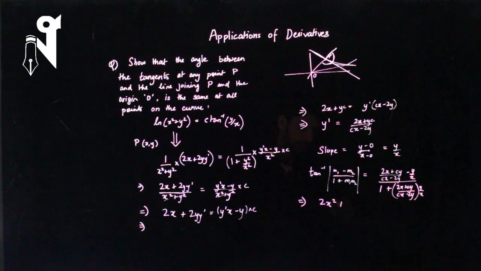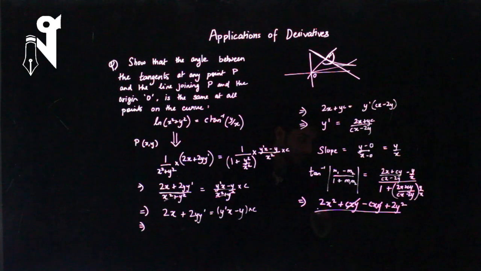Taking LCM, the numerator is 2x square plus cxy minus cxy plus 2y square. Then my denominator will cancel. The denominators of both the numerator and the denominator, meaning this part, (cx minus 2y) and x, are the same thing once I've taken LCM. So both those will cancel, and I can just ignore that.